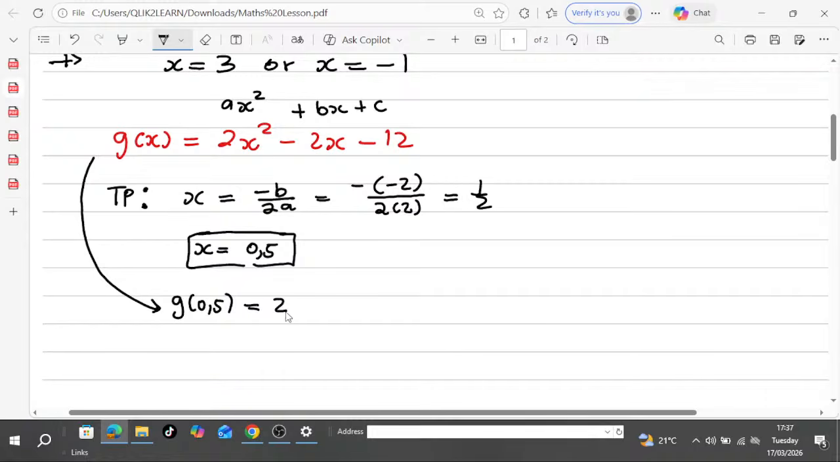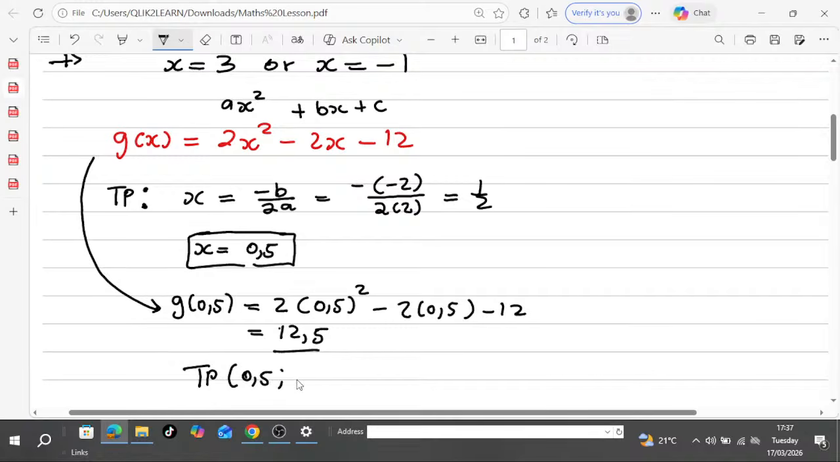So this will be 2 into 0.5 squared minus 2 into 0.5 minus 12. Just put that on the calculator and let's see what we get. What will be the corresponding y value? g at 0.5 gives us 12 and a half, so this is 12.5. So the coordinates of the turning point, TP, will be 0.5 and 12.5. So this is my turning point.